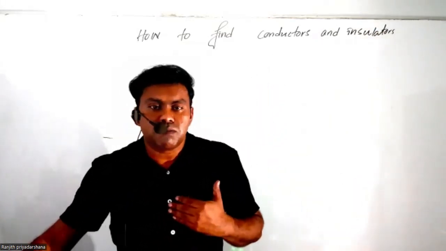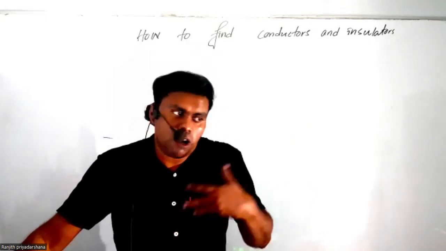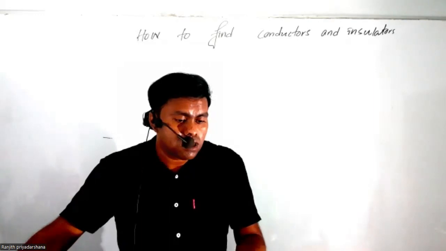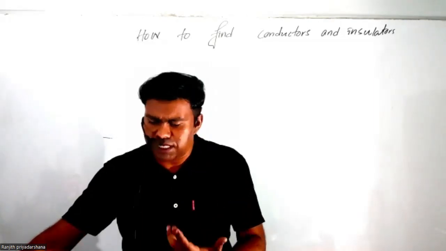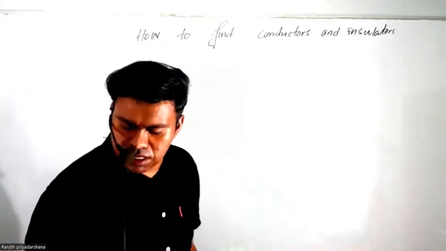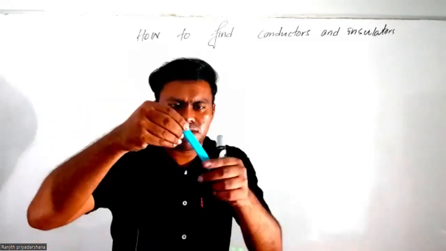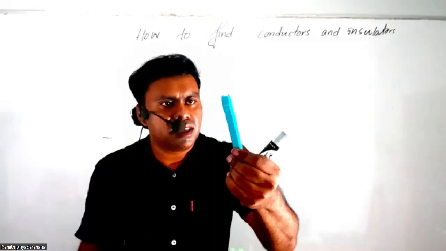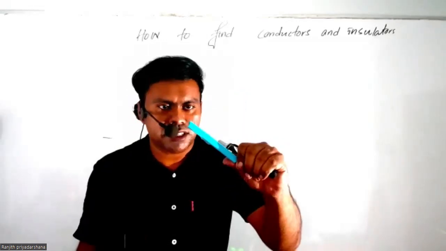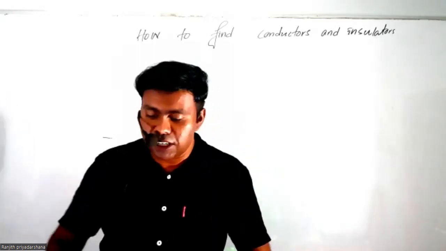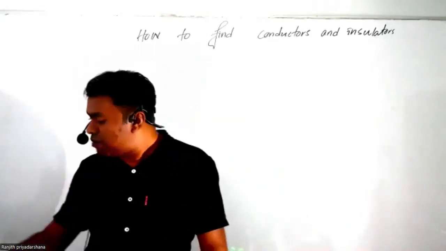When Mahima is going out of the school, she comes across an object. The object is like this. That's nicely colored plastic. She wants to check whether this is a conductor or not.